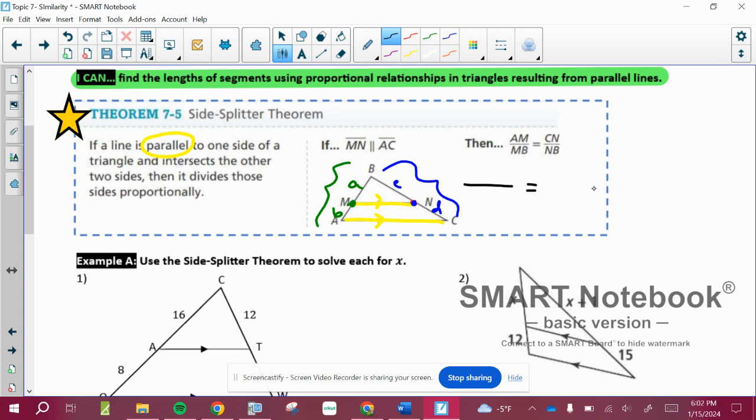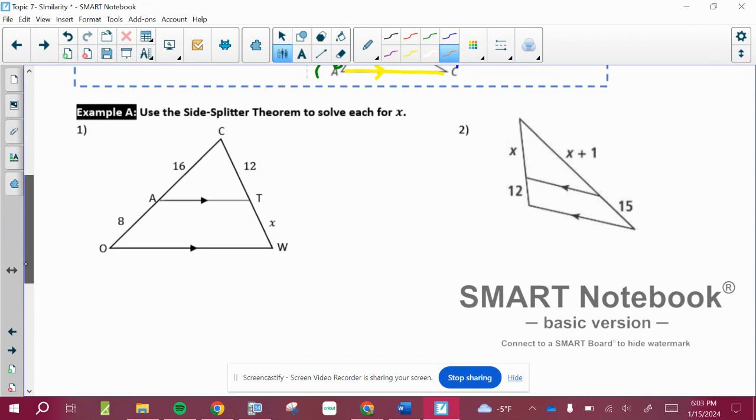They make a proportion. So the two split pieces from the left side, A over B, are proportional to your two little baby pieces from the other side, C over D. That's what this is saying up here. It's just using the names of the segments. So the line in the middle is splitting the sides into proportional parts, which we can then use cross multiplying to solve. So let's do these examples here.